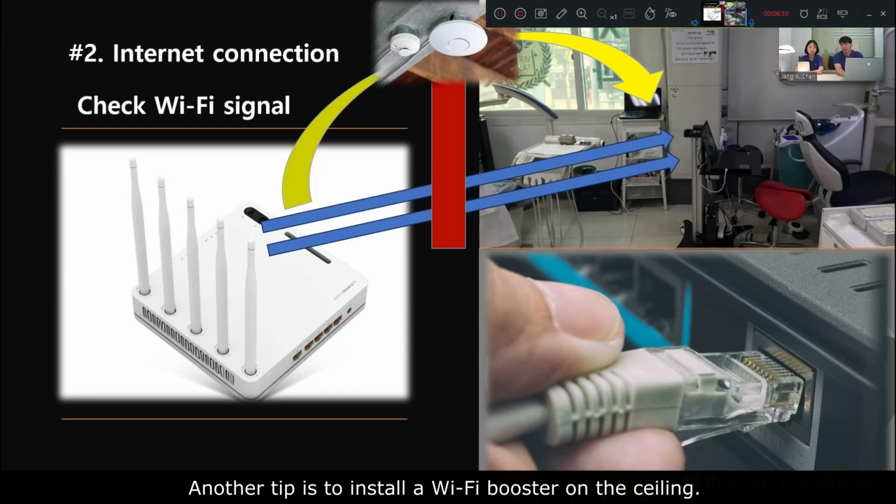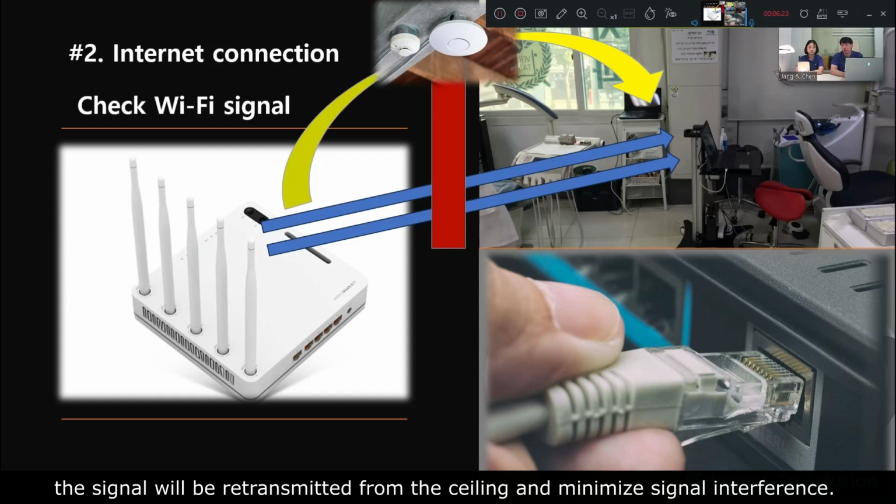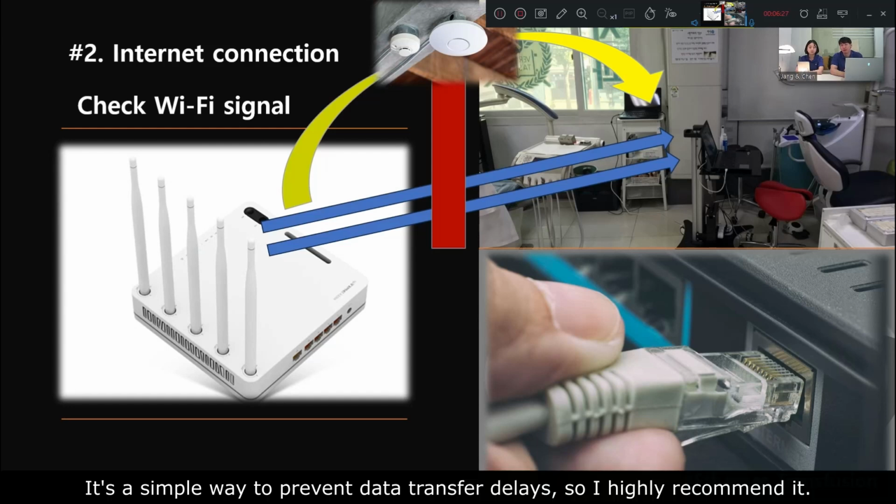Another tip is to install a Wi-Fi booster on the ceiling. You can usually purchase one for around $50. If you install it in the center of your clinic ceiling, the signal will be retransmitted from the ceiling and minimize signal interference. It's a simple way to prevent data transfer delay, so I highly recommend it.